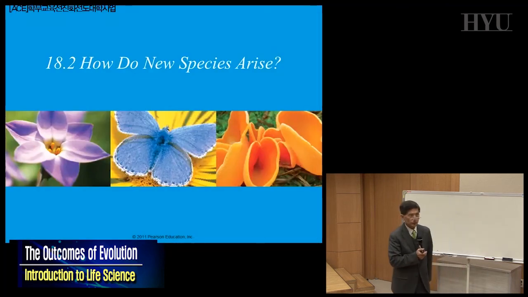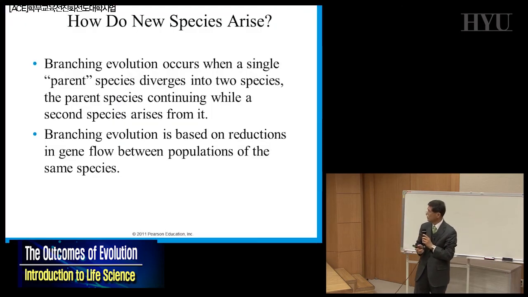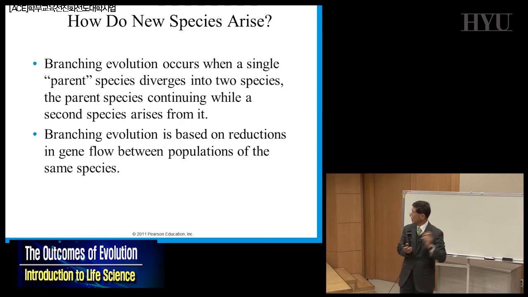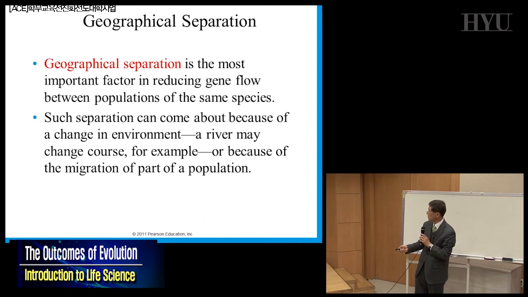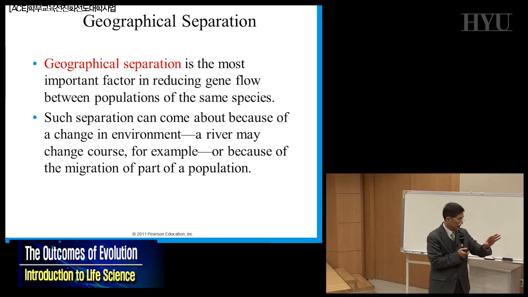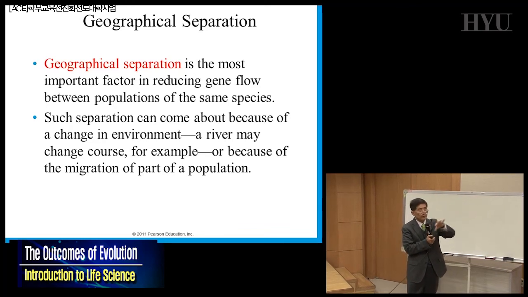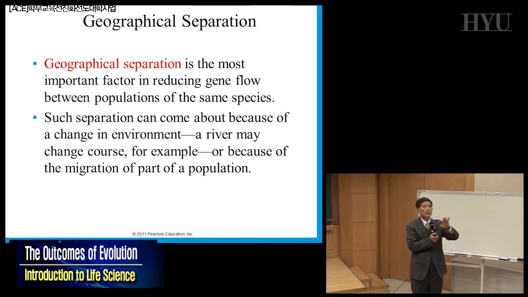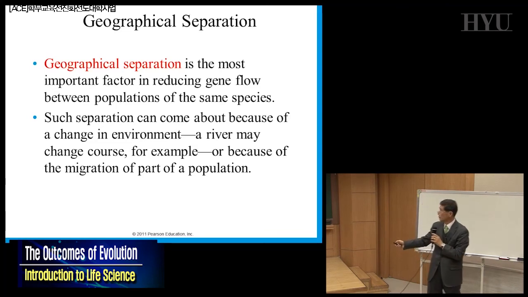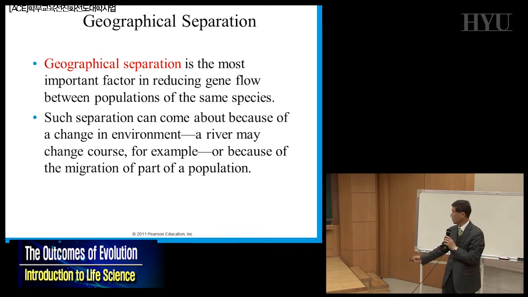How does a new species arise? The question is, if it is one species right now, then how do different species arise? The most important factor is geographical separation, a physical barrier. They separate and spend enough time, and they change too much. When they meet together, they cannot interbreed anymore. Then they become two different species. So the big thing is geographical separation.